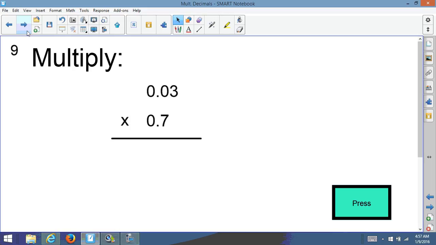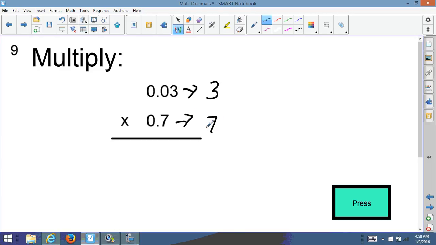So here's our first question. We're going to multiply 0.03 times 0.7. So our first step told us to ignore the decimal point, and we're going to treat this number as an integer. So I'm going to treat this as if it were the number 3, because I'm going to ignore the decimal point and make this an integer, which would be 3. I'm going to treat this as the number 7, and I'm ignoring again the decimal point. So I'm really multiplying 7 times 3.